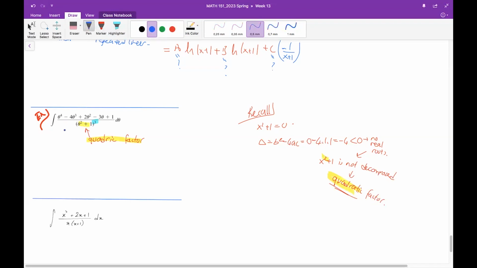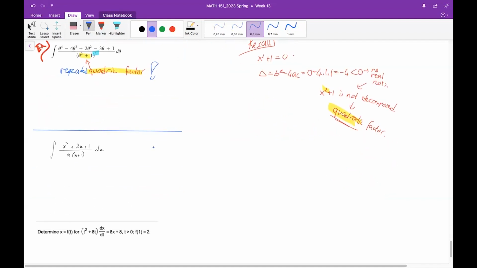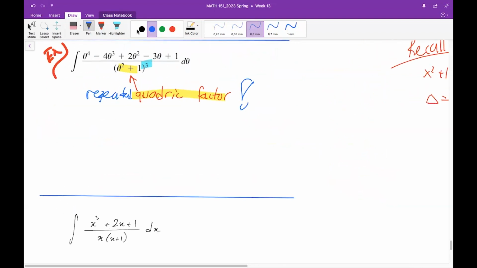So there is another detail here. We have a repeated quadratic factor. Be careful. How do we decompose it? Let me show you. If you have repeated quadratic factors, while decomposing into partial fractions, we have something new, of course. It doesn't work as with linear factors. Let me show you here.